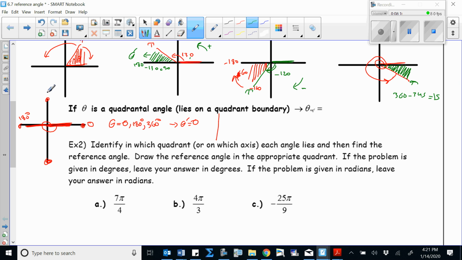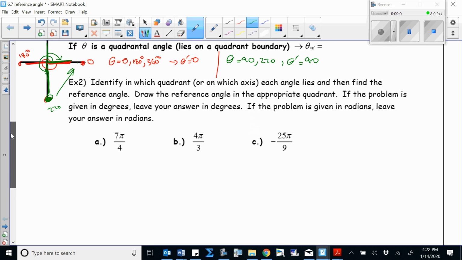What if my angle is here? Then the initial side is here and the terminal side is here. Now, what is the distance between the terminal side and the x-axis? It's equal to 90. So if theta is equal to 90, then theta prime is also equal to 90. If my angle is here, 270, the initial side will be here and the terminal side is here. So this will be my angle. And the distance between the terminal side and the x-axis again is 90. So for 270, again, theta prime is 90.